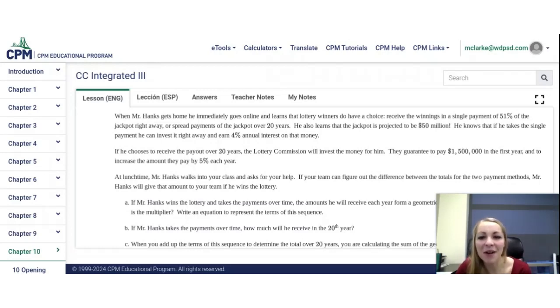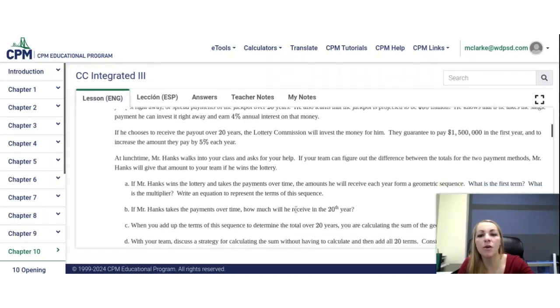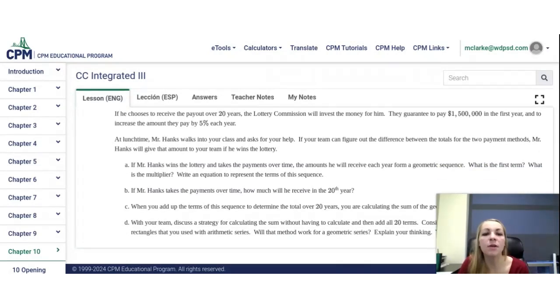All right. So he also learns that the jackpot is projected to be 50 million. He knows that if he takes the single payment, he can invest it right away and earn 4% annual interest on that money. If he chooses to receive the payment over 20 years, the lottery commission will invest the money for him. They guarantee to pay $1,500,000 in the first year and to increase the amount they pay by 5% each year.